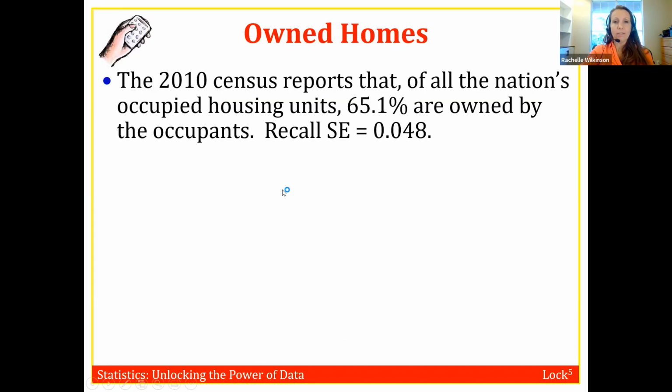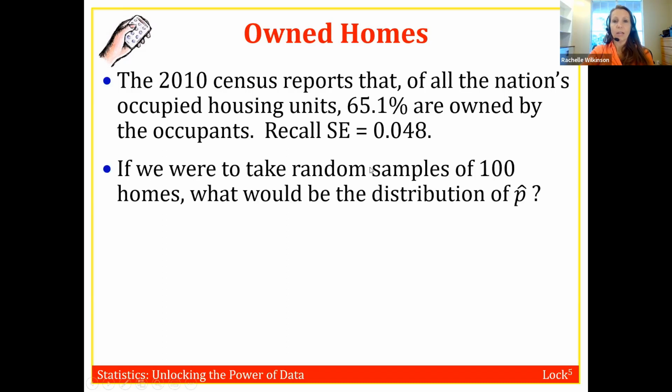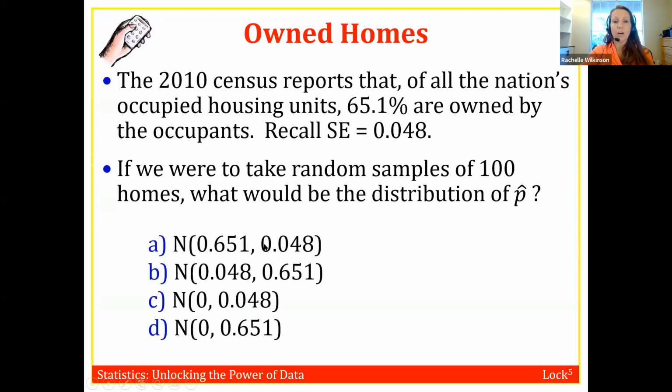Okay, another question. Still on the same idea, the census reports 65.1% are owned by the occupants. We have the standard error. So if we were to take random samples of 100 homes, how would we write down what the distribution of p hat looks like? So here's a list, A, B, C, D.